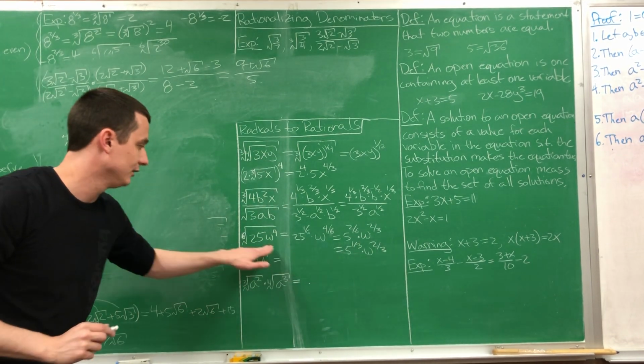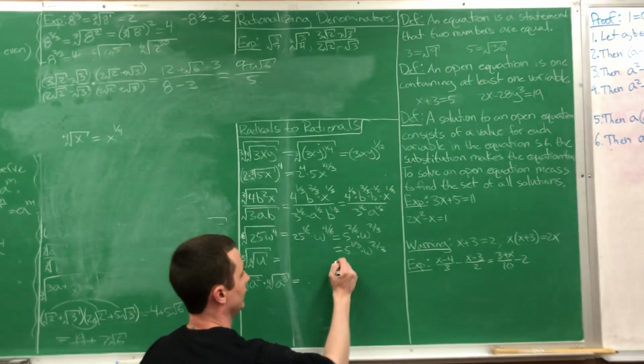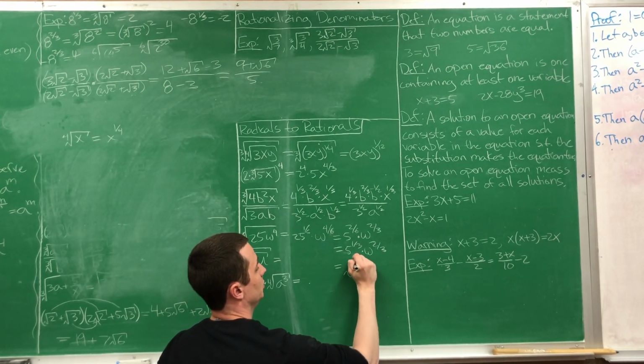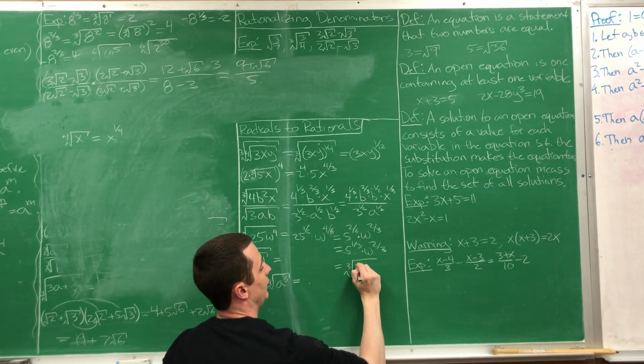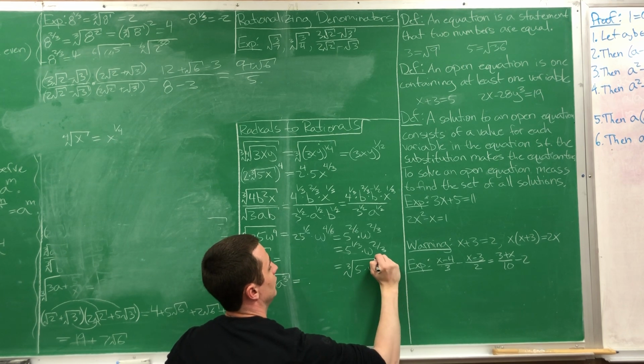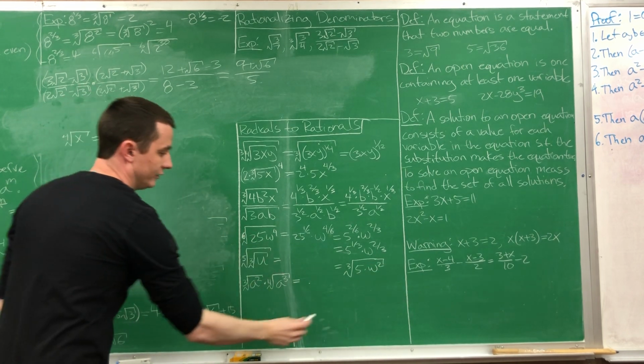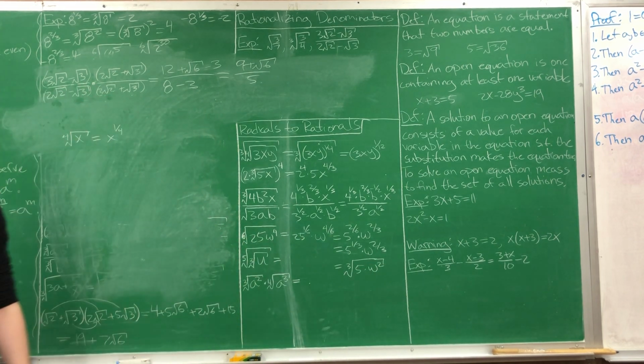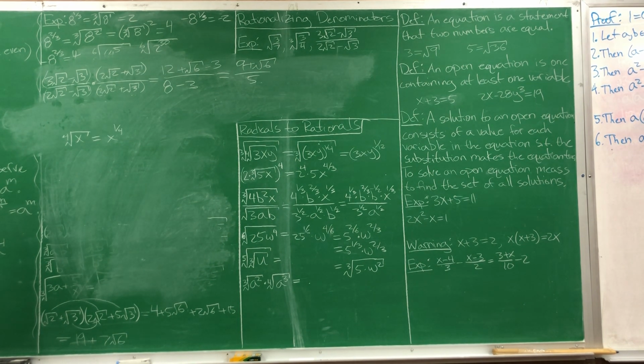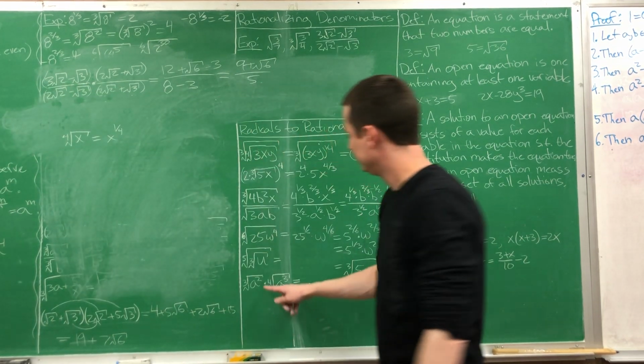So 5 to the 1/3 times w to the 2/3. And if I want to get back into this same radical, then I can rewrite this as now a cubed root of 5 times w squared. So the 6th root of that is the same thing as the cubed root of that. Oh, that makes sense. Makes it a little simpler. Good?